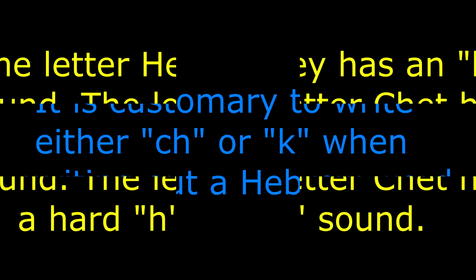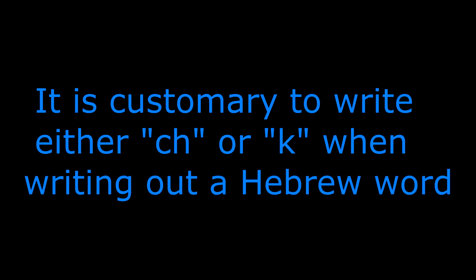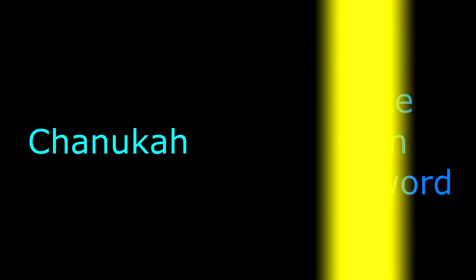Ch. When writing out a Hebrew word in English, it's customary to write either a CH or a K when writing out a Hebrew word that has the letter Het in it. This doesn't always happen, but it is helpful. As an example, take the word Hanukkah, which begins with the letter Het, which is the hard H in Hebrew. You'll often see it spelled with the English letter H, indicating the soft H sound. I have a personal preference to use the CH in order to clarify.